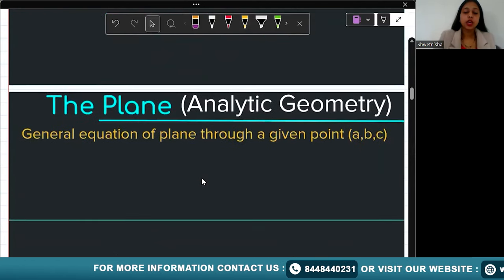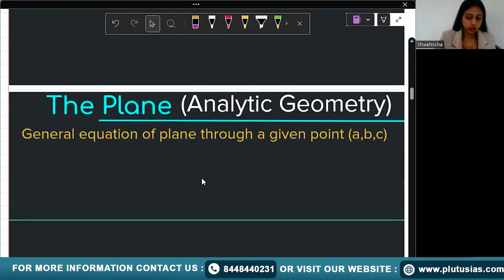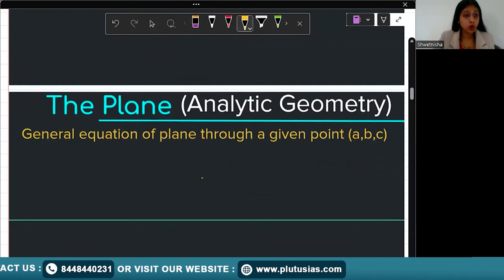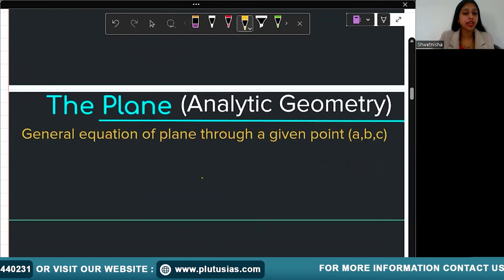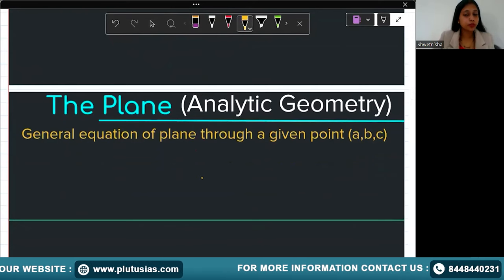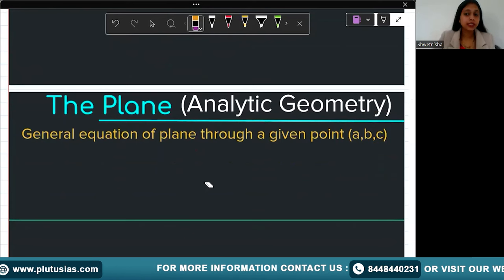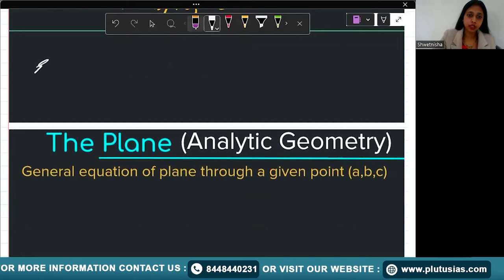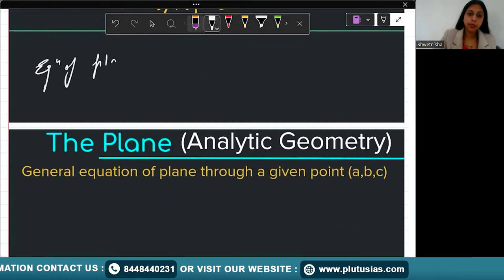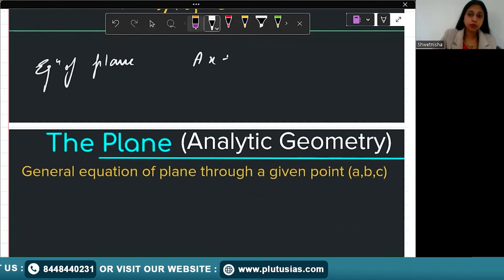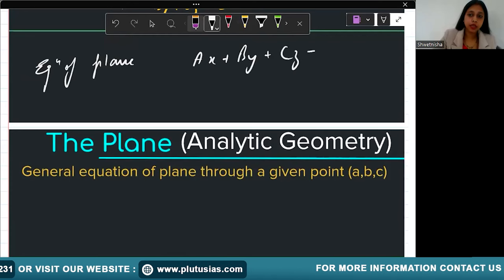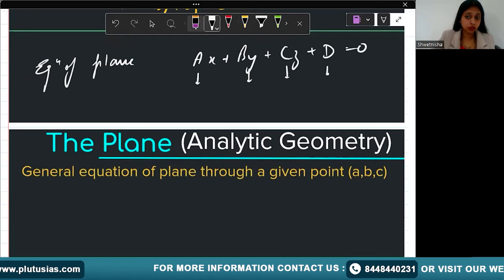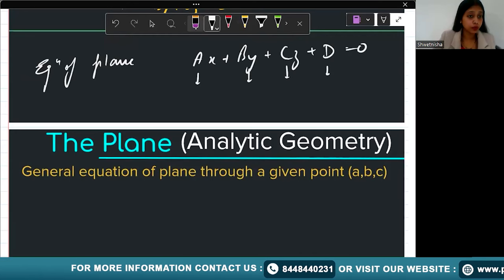After that, if a point A, B, C is given, so if I know a point on the plane, then also we can find the equation of a plane using that point. This is very obvious: the equation of plane, as you have seen, is Ax plus By plus Cz plus D. So you have four constants here to find.